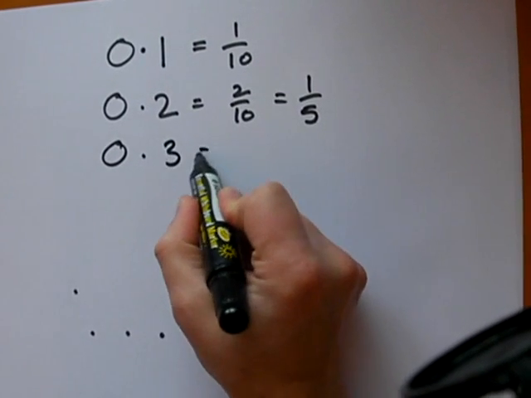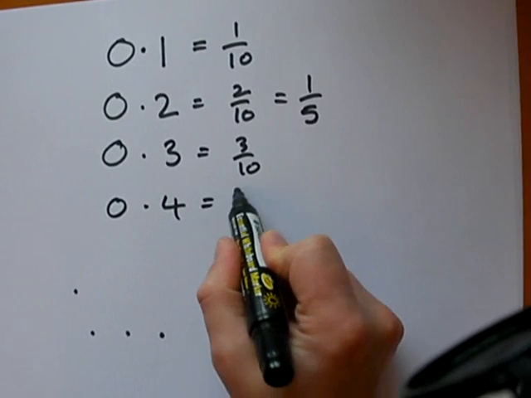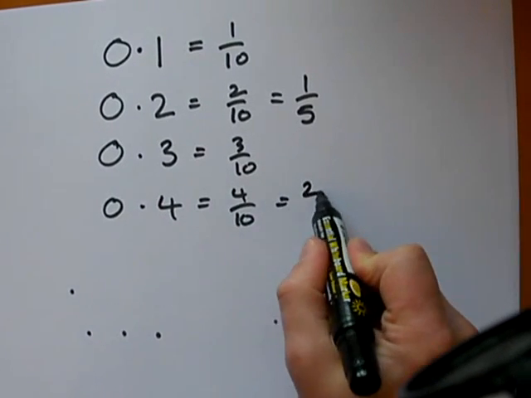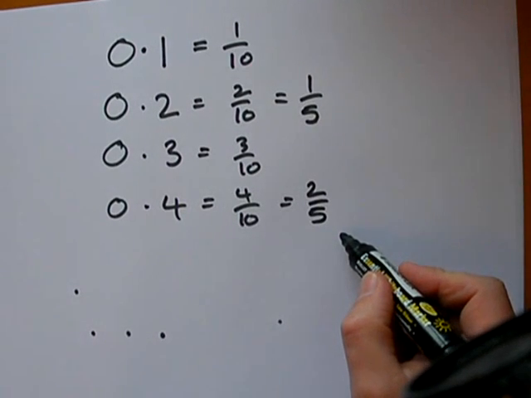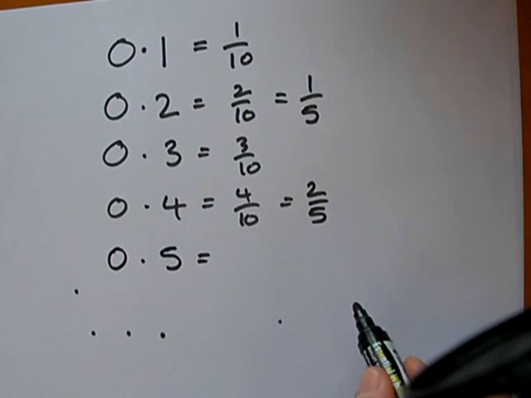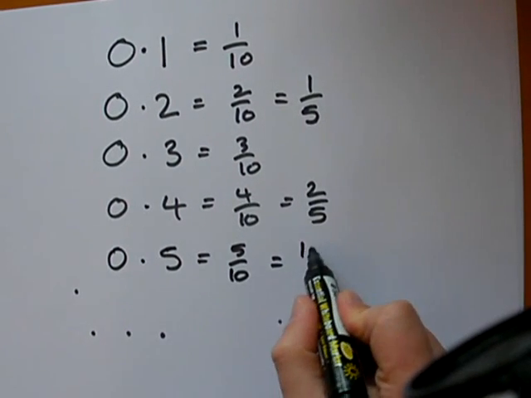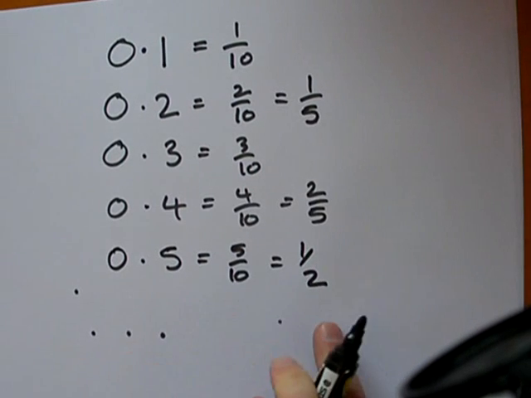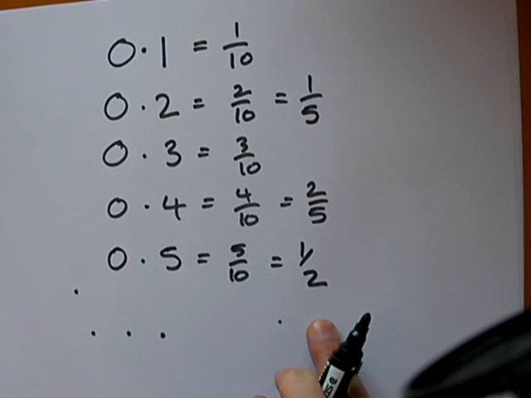0.3, as we've already seen, is equal to 3 tenths, and clearly 0.4 is equal to 4 tenths, which cancels down to 2/5, and you may see some sort of a pattern going on here. And another most common fraction that we come across, 0.5, which is equal to 5 tenths, and that clearly cancels down to a half, and most of us know that that is something that we use regularly. 0.5 is the same as a half.